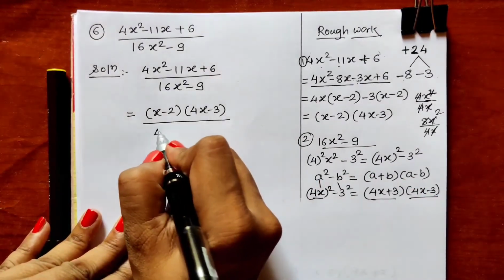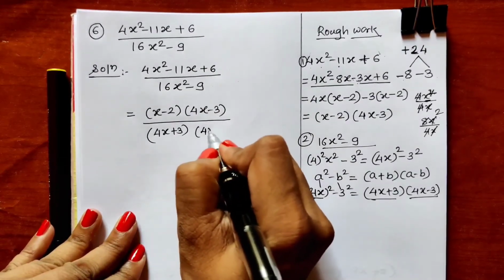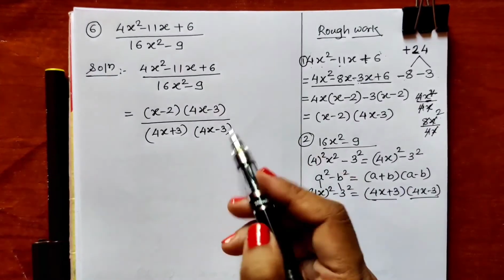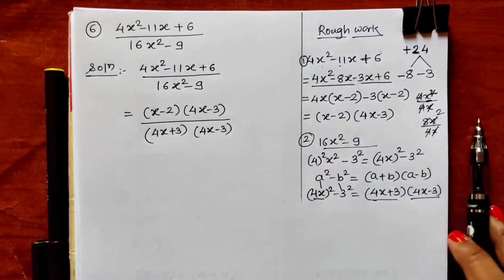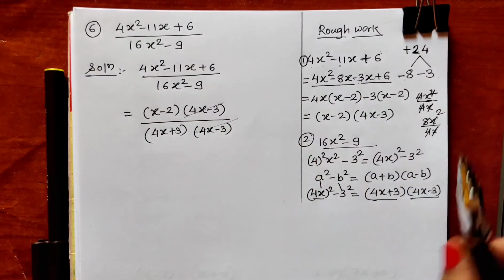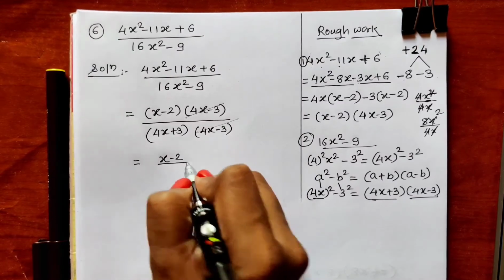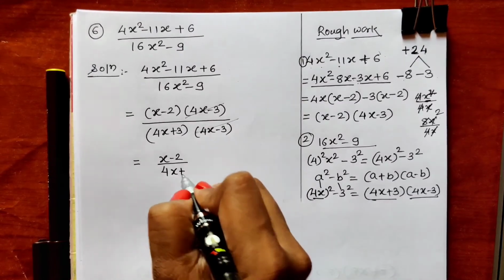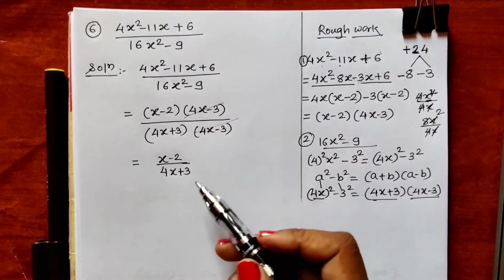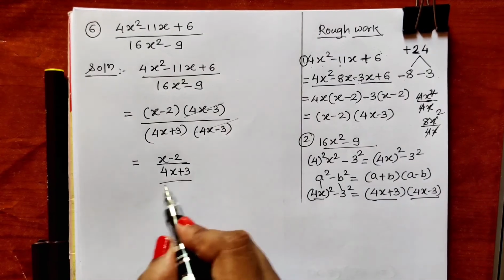Let us write 4x plus 3 and 4x minus 3. As we all can see, this bracket is common. We can cancel this bracket. The full bracket we have to cancel. And then what is remaining? x minus 2 and 4x plus 3. Now these two expressions are different. They cannot be factorized. They cannot be cancelled. So this is the answer.